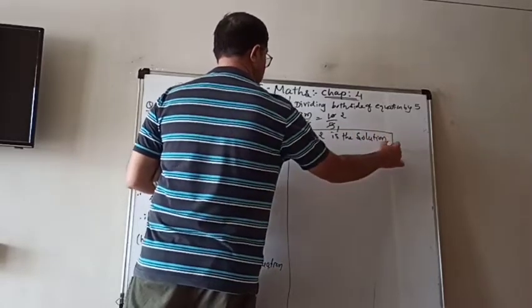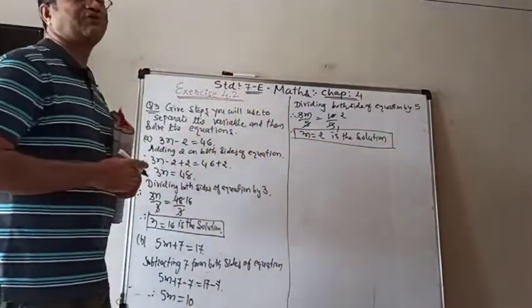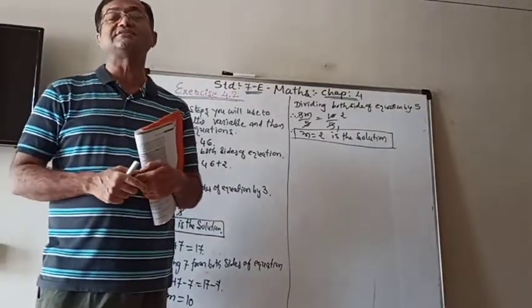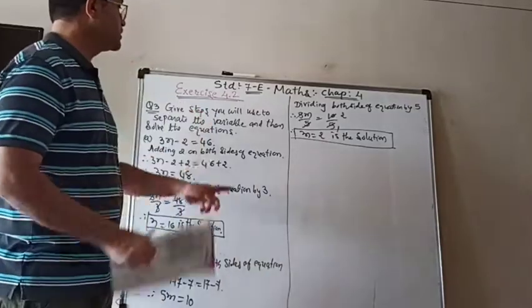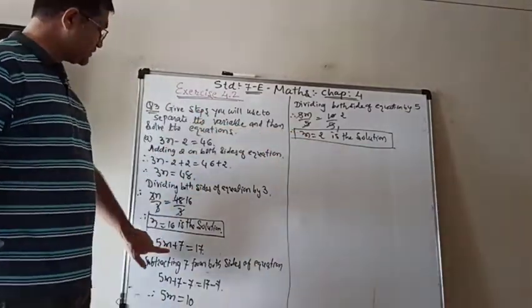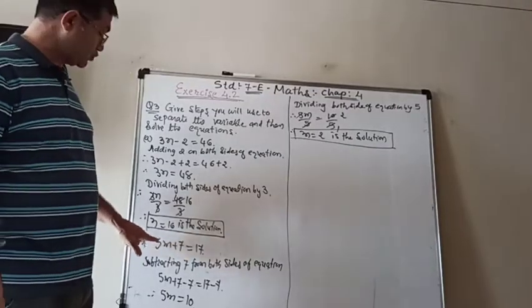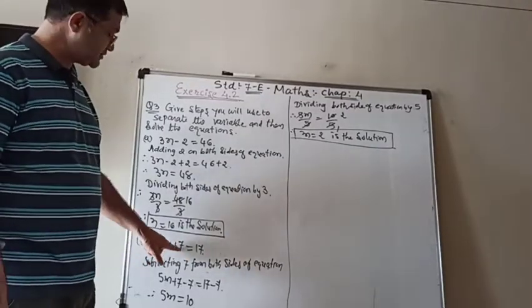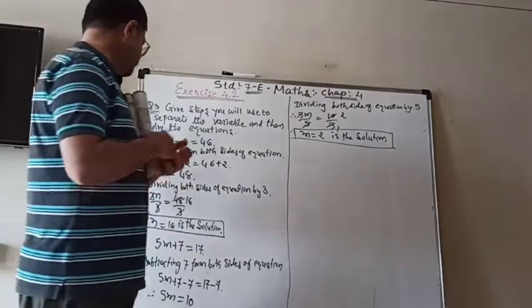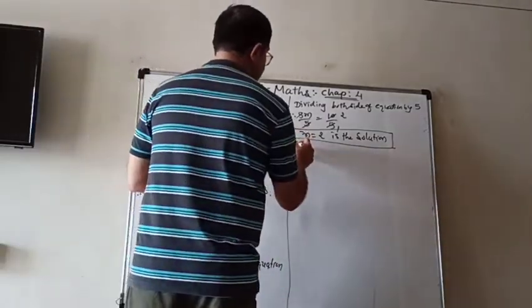And as I told you in the beginning also, when you find the solution, you can check whether your answer is right or wrong. Here you got m is equal to 2. In the LHS, put m is equal to 2. 5 twos are 10, 10 plus 7 is 17. RHS also 17. So it is the solution.